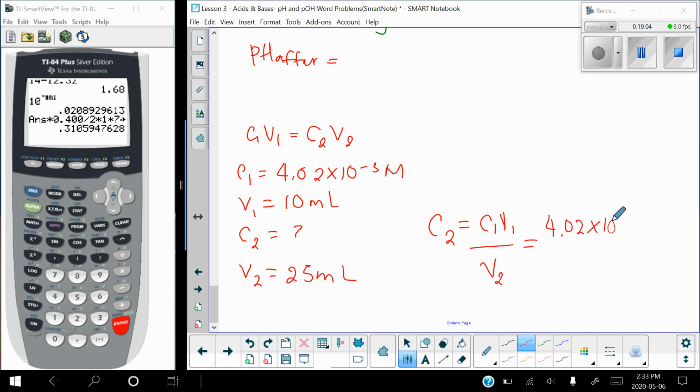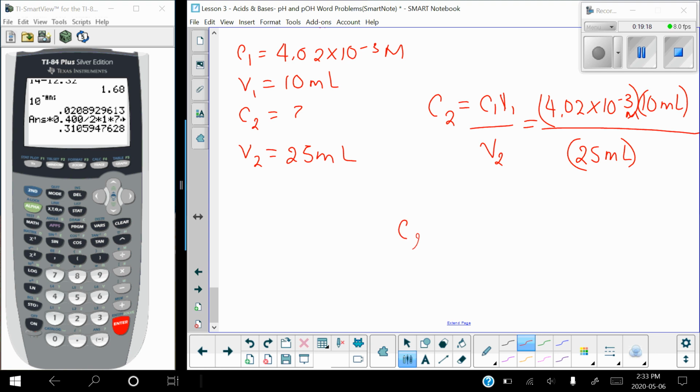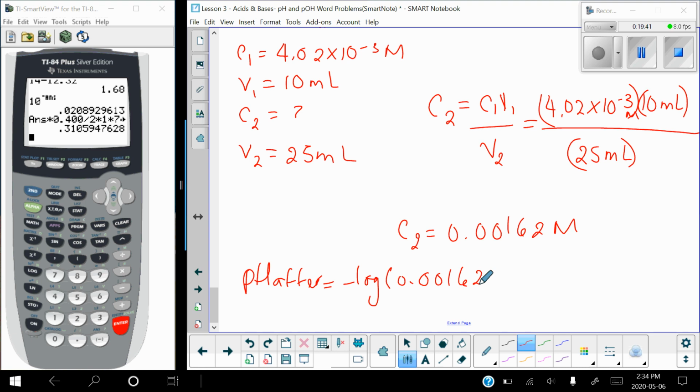4.02 times 10 to the negative 3 multiplied by 10 milliliters. Sorry, that should have a capital M. Divided by 25 milliliters. C2 is equal to 0.00162 moles per liter. pH after is equal to negative log of 0.00162, which gives me 2.79.